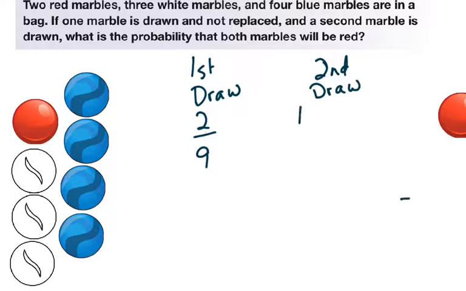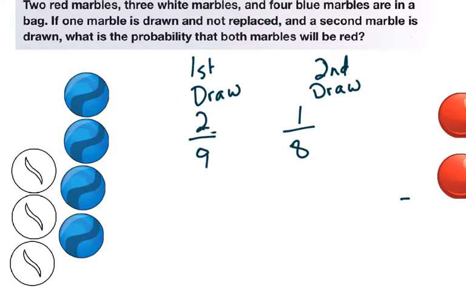Our second draw, the second time we drag something out of there, we have a total of 1 red marble in there, but there's only 8 total marbles. So we drag that out. Hello, helps if you grab the right thing, Mrs. Stoll. So we drag that out. If that happens, the probability of that happening, we multiply to find out what it is. We end up with 2 over 72. We can divide both those numbers by 2, which gives us an answer of 1/36. Don't forget to reduce and simplify.